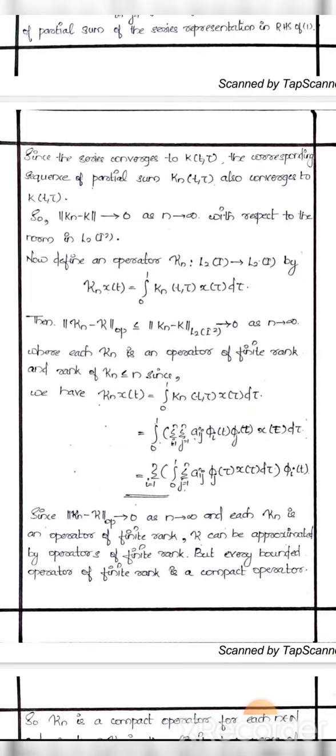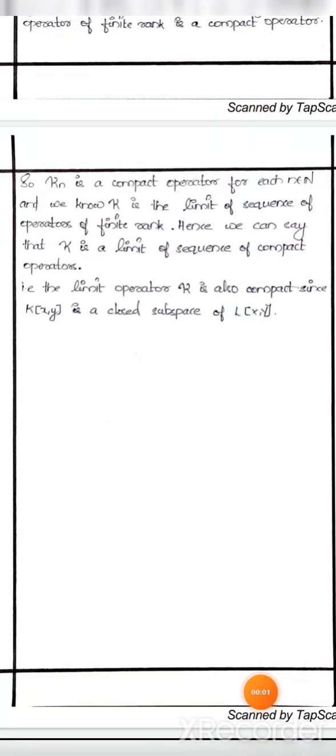So now since the norm of script K_n minus script K tends to 0 as n tends to infinity and each script K_n is an operator of finite rank, script K can be approximated by operators of finite rank, right? Or it is the limit of a sequence of operators of finite rank. Also we know that every bounded operator of finite rank is a compact operator, that we have already seen in the previous sections. So we can say that script K_n is a compact operator for each small n belonging to the natural numbers.